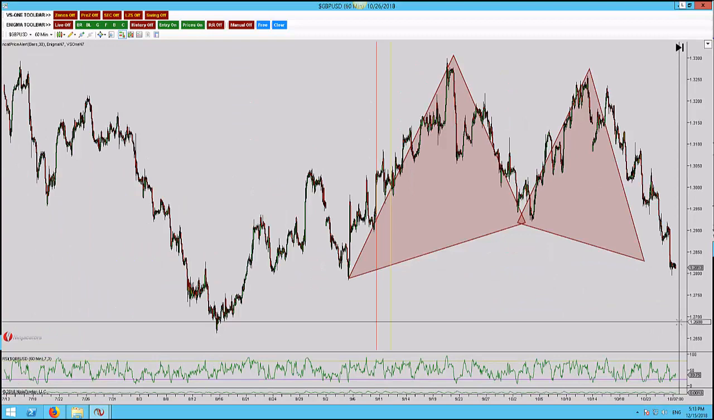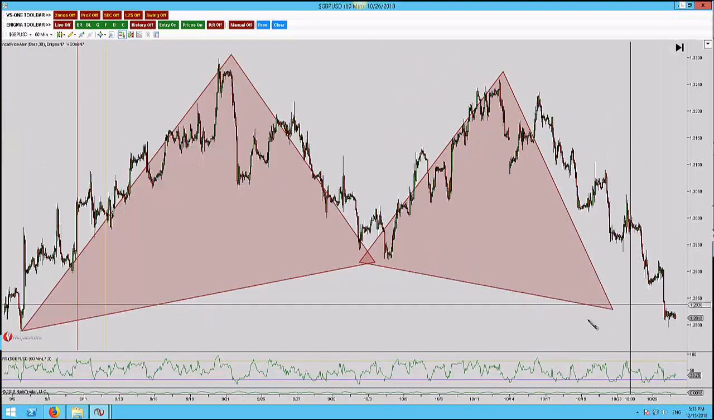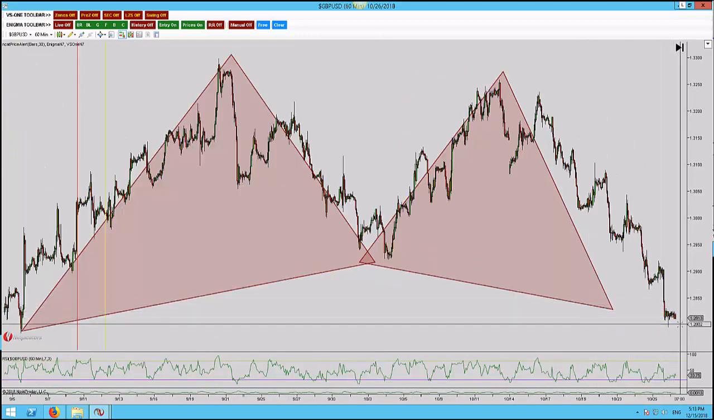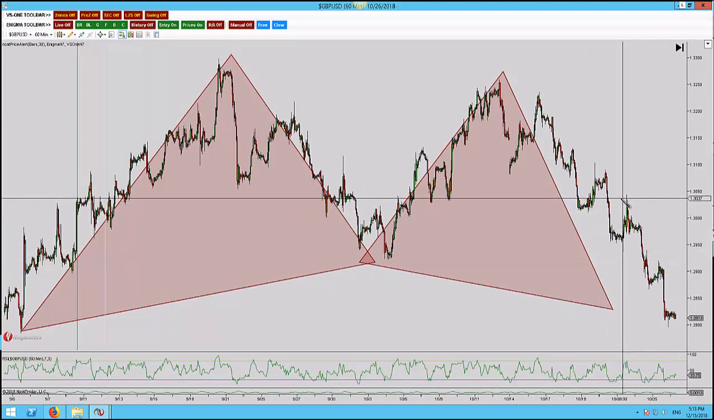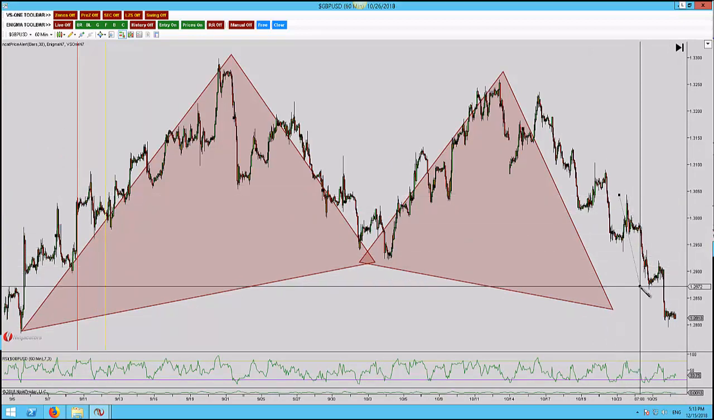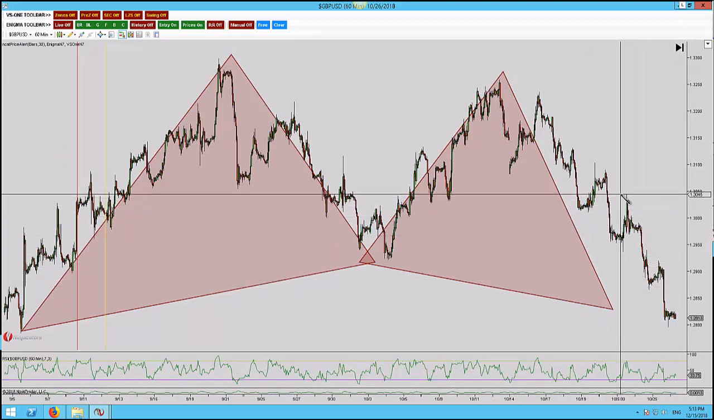So we've come down to the completion of that pattern. We are also at the psychological number 12800. We could be looking at a harmonic move here.